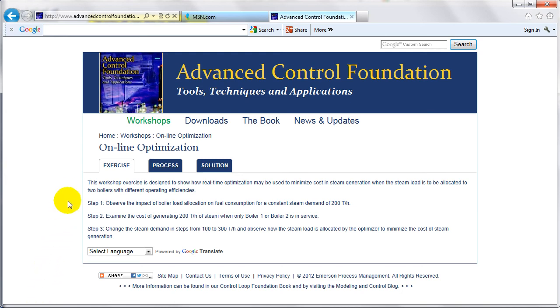Welcome to this workshop on online optimization. In this workshop, we'll demonstrate the way real-time optimization may be used in the powerhouse to minimize the cost of steam generation. For this workshop, we'll use an example of two boilers with different operating efficiencies.